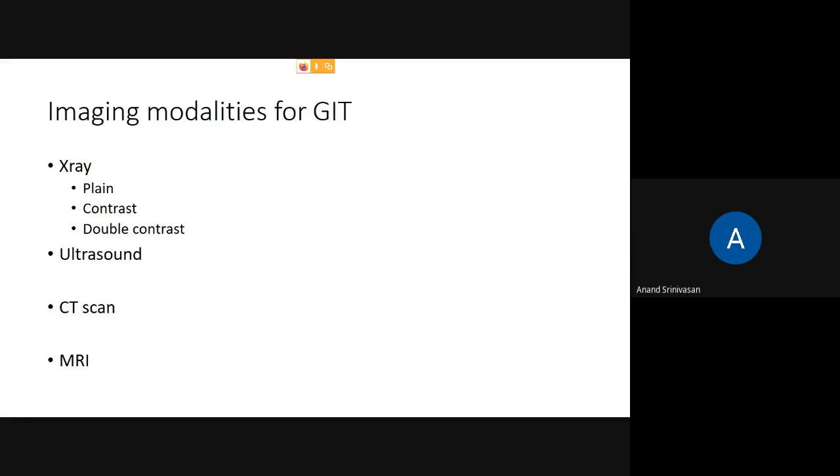In X-rays, we can use the plain X-ray. We know that most of the abdominal organs are translucent, that is, they are radiolucent and cannot be seen on direct X-ray. But still we use a plain X-ray to detect certain abnormalities, for example, if there is a perforation or if there are any stones, like ureteric stone or gallbladder stone.